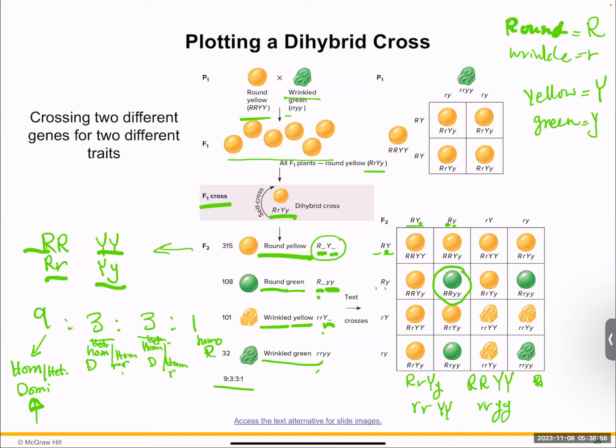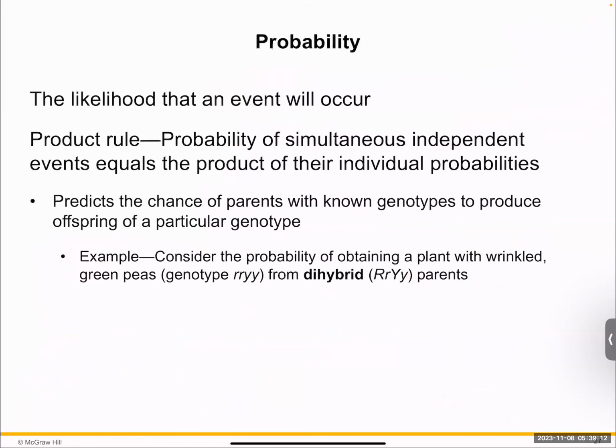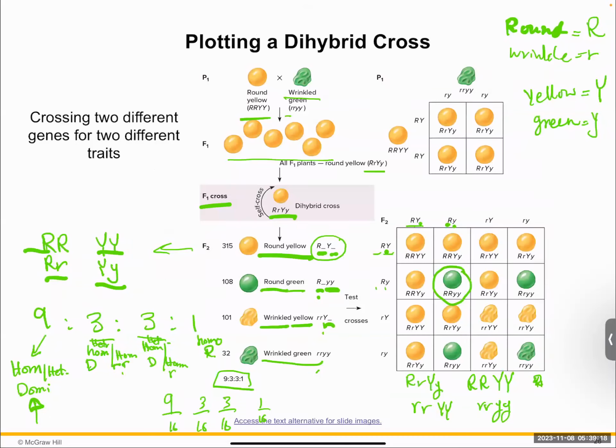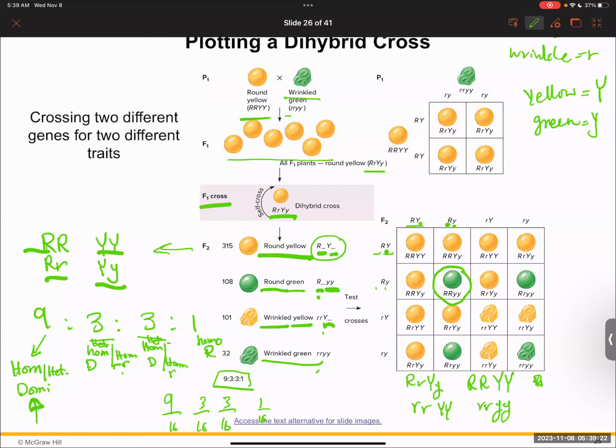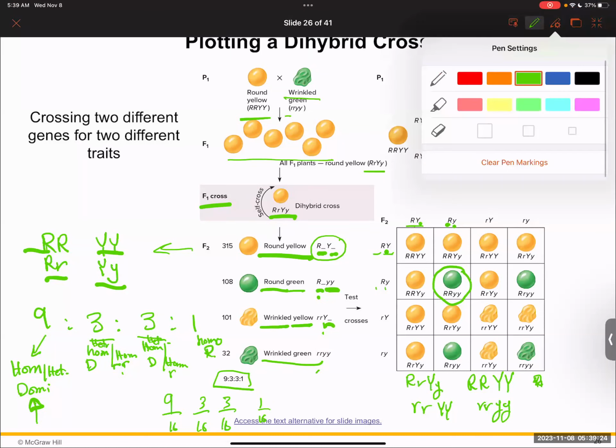So 9 out of 16, 3 out of 16, 3 out of 16, and then 1 out of 16 will have the same characteristics. So the way we represent it is 9, 3, 3, 1. I'm going to write this one more time, so make sure everybody follows this, because I don't want to confuse anybody. Sorry if I did confuse anybody, that was not the goal.